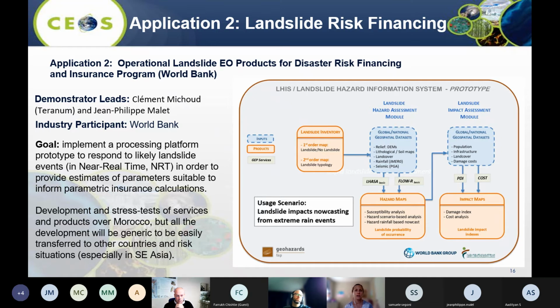In terms of the landslide risk financing, this is work led by Clément and Jean-Philippe, and Robert Emerson led it from the NASA team. It is to implement a processing platform, a prototype, so not a fully automated system yet, but to figure out how we can bring in optical data and SAR data and others, along with modeling efforts, to develop impacts and cost estimates, scenarios for landslide hazards. This was a request coming from Morocco, from one of the big financial institutions there. So we're looking to develop a framework that can be applicable in other areas. This work is just wrapping up, and we'll see where it leads.